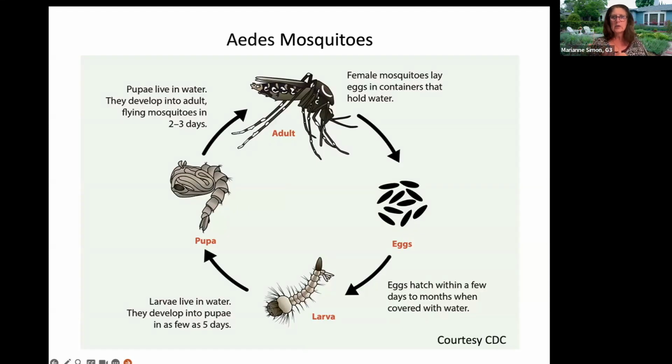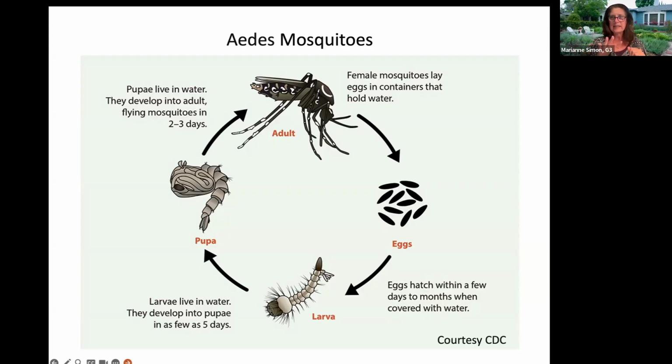So here is their life cycle. There is oftentimes a question when we talk about rain gardens, are mosquitoes a problem? And I completely understand why this would be a concern. And when it comes to rain gardens, no. So let me explain why.